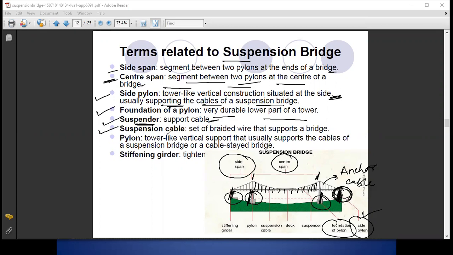Next is the suspension cable. This is your suspension cable. The set of braided wire that supports the bridge is called a suspension cable.